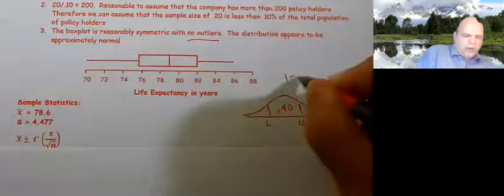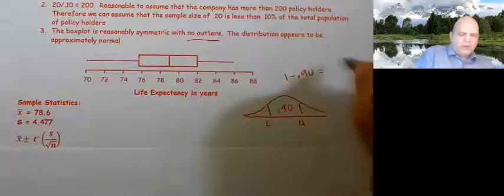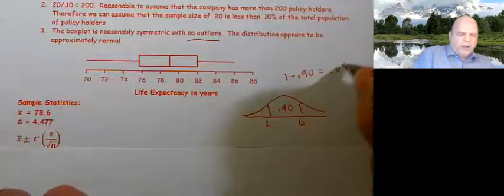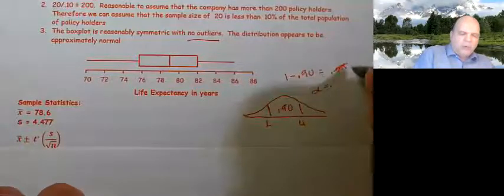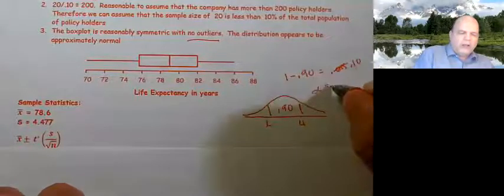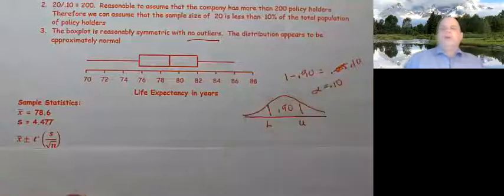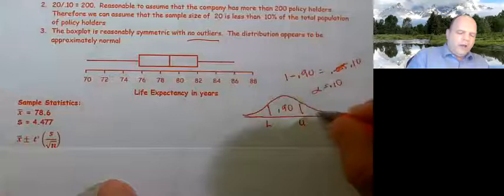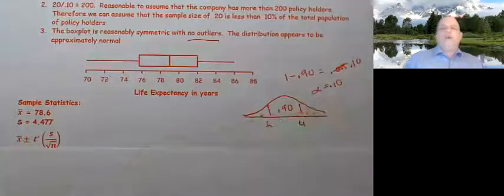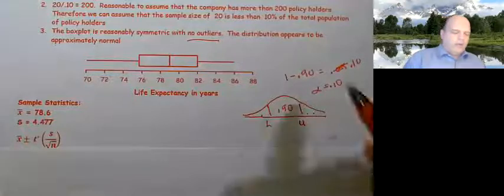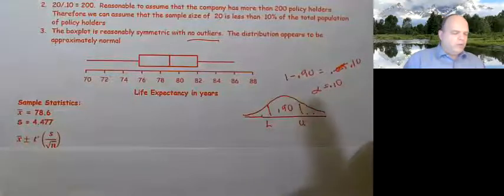And 1 minus 0.90 equals 0.10. So my area in my tails equals 0.10. So the area in my tails is 0.10. So this has an alpha level of 0.10, half of which is here. So this one's going to be 0.05, and this one will be 0.05 as well. Okay, but the alpha level is 0.10.